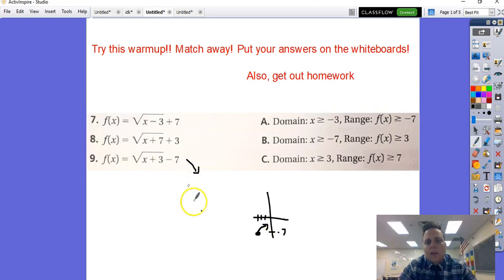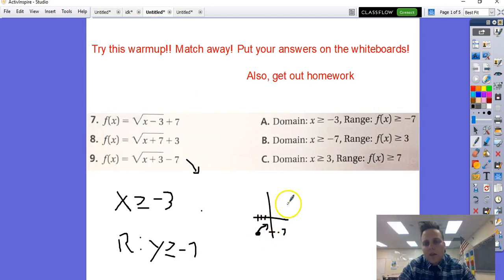So what is the domain? The domain is x is greater than or equal to negative 3, because my most left x value is negative 3, and then I went to the right after that. What's my range? Same concept. The range is y is greater than or equal to negative 7, because I went down 7, and then I went up after that. So there's your domain and range.